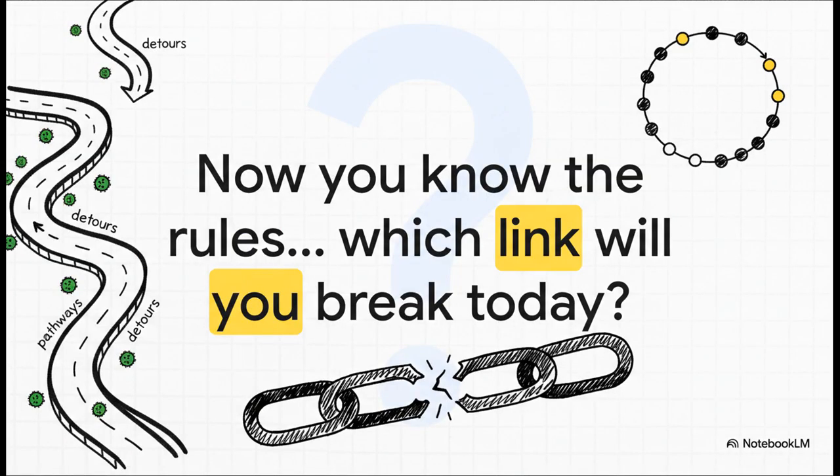So there you have it. You now understand the secret architecture of infection. You know the highways, the back roads, and the detours that germs are using to get around. So now that you know the rules of the game, which link are you going to break today?